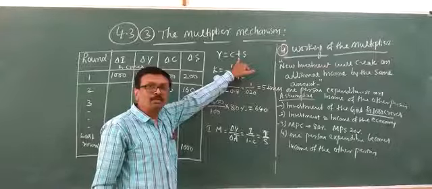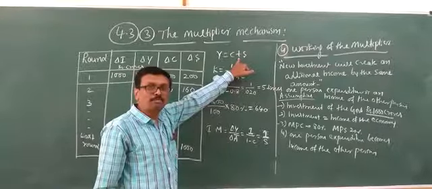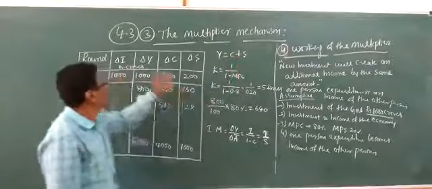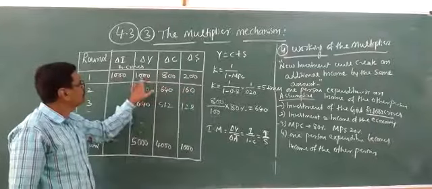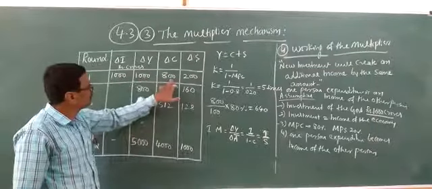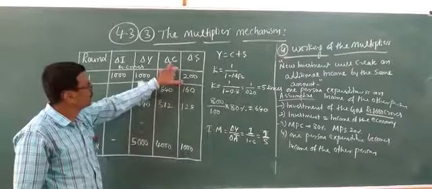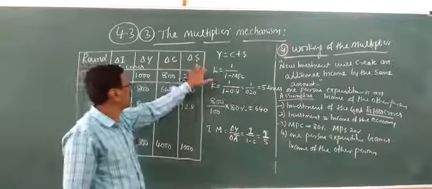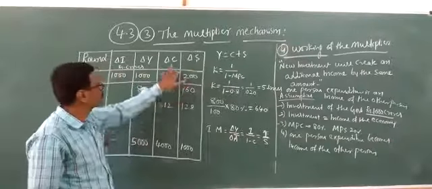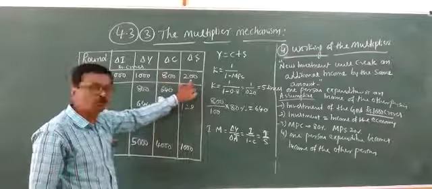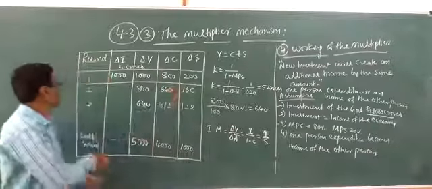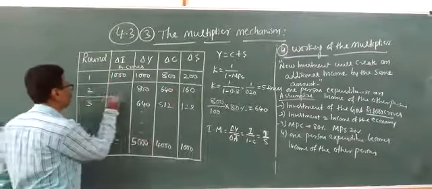Income can be used for two purposes: one consumption, another savings. So the 1000 crores income can be classified into two categories: consumption expenditure and savings expenditure. 800 crores is the consumption expenditure, 200 crores is the savings expenditure. Observe the second round, it is very important.